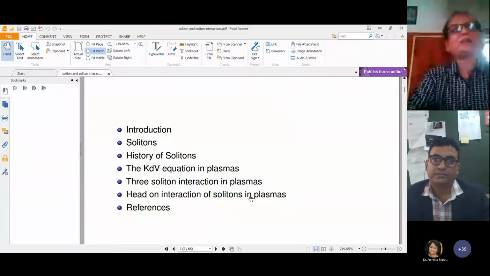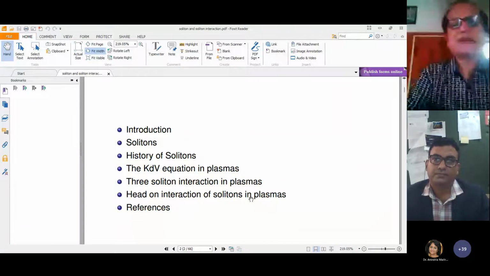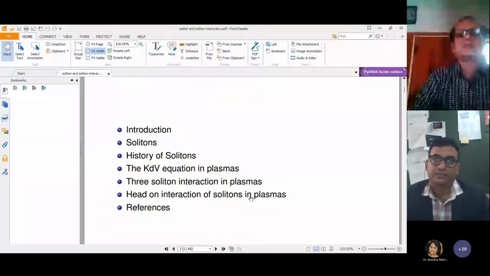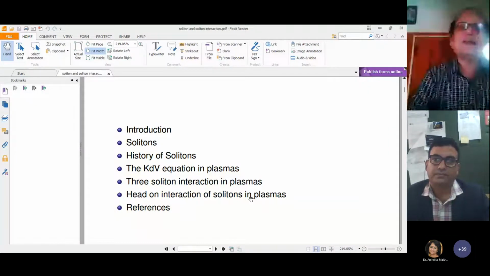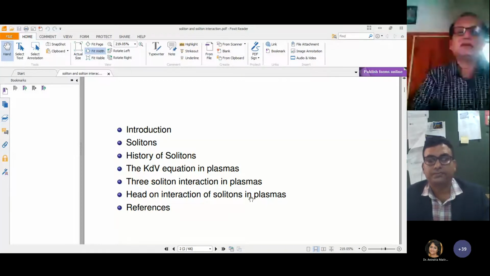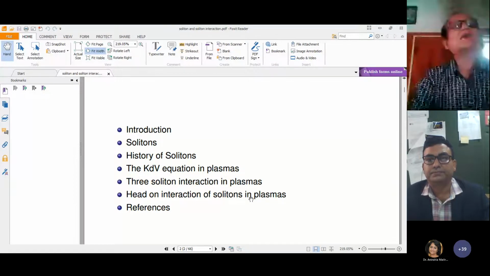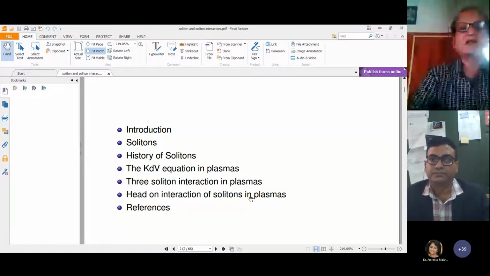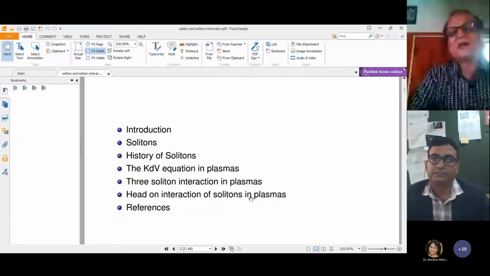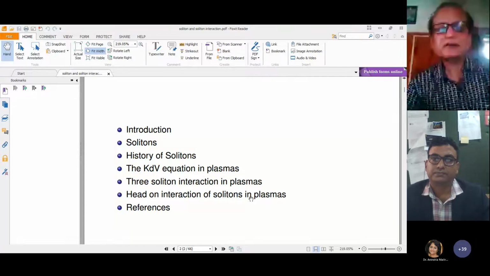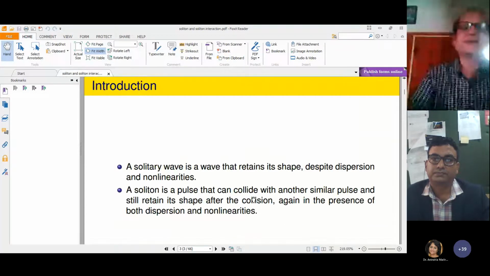And I'll explain in brief what will be the benefit to our civilization because of this development. Then I shall discuss soliton interactions, how these solitons interact. There are two kinds: interaction of solitons moving in one direction, and head-on collision of solitons, when the solitons move face to face in opposite directions and collide. So first I say what a soliton is.